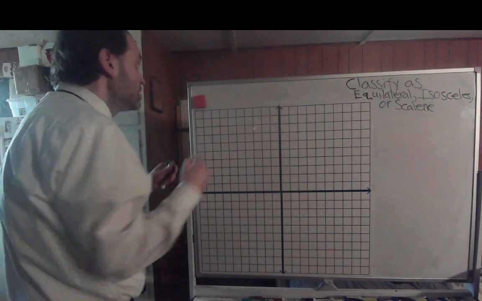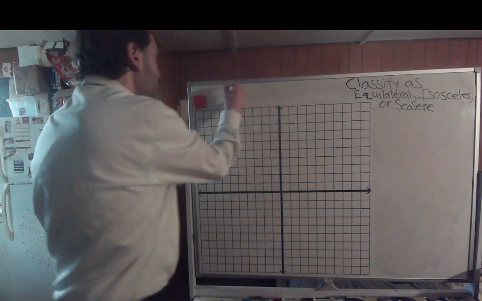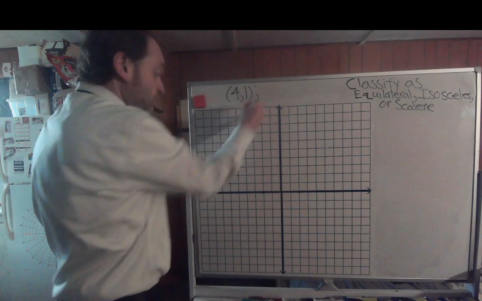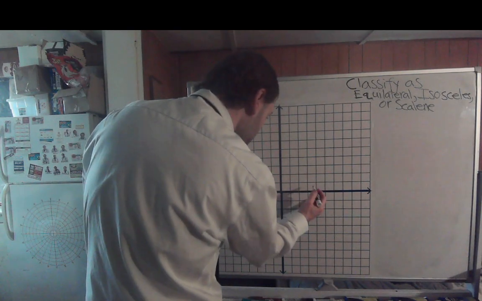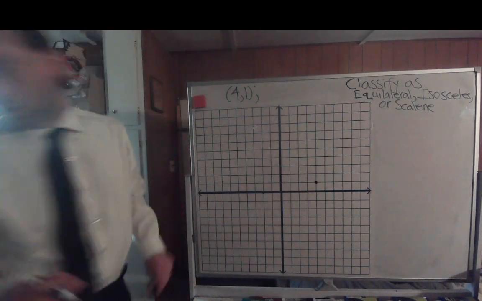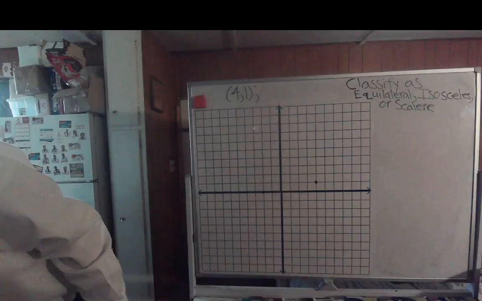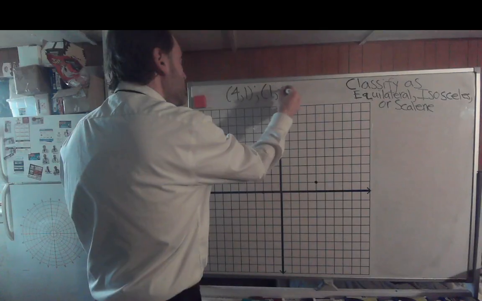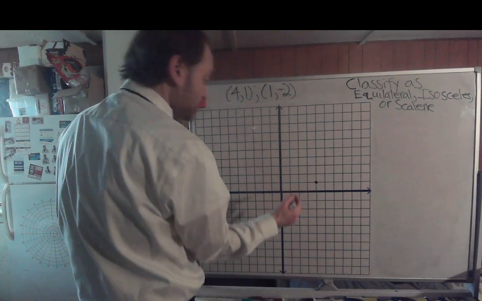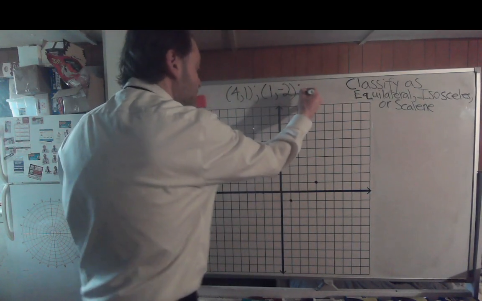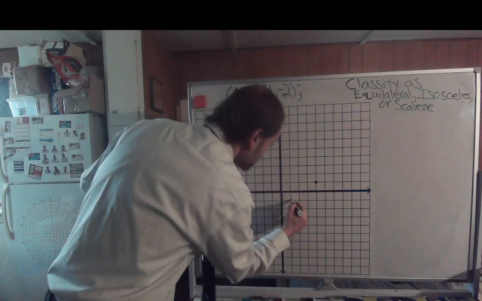All right, what points can we come up with now? All right, so we have the points 4, 1. So why don't we start plotting them here then? Here's 4, 1. What about 1, negative 2? All right, so here's 1, negative 2. And then let's go ahead and start connecting.